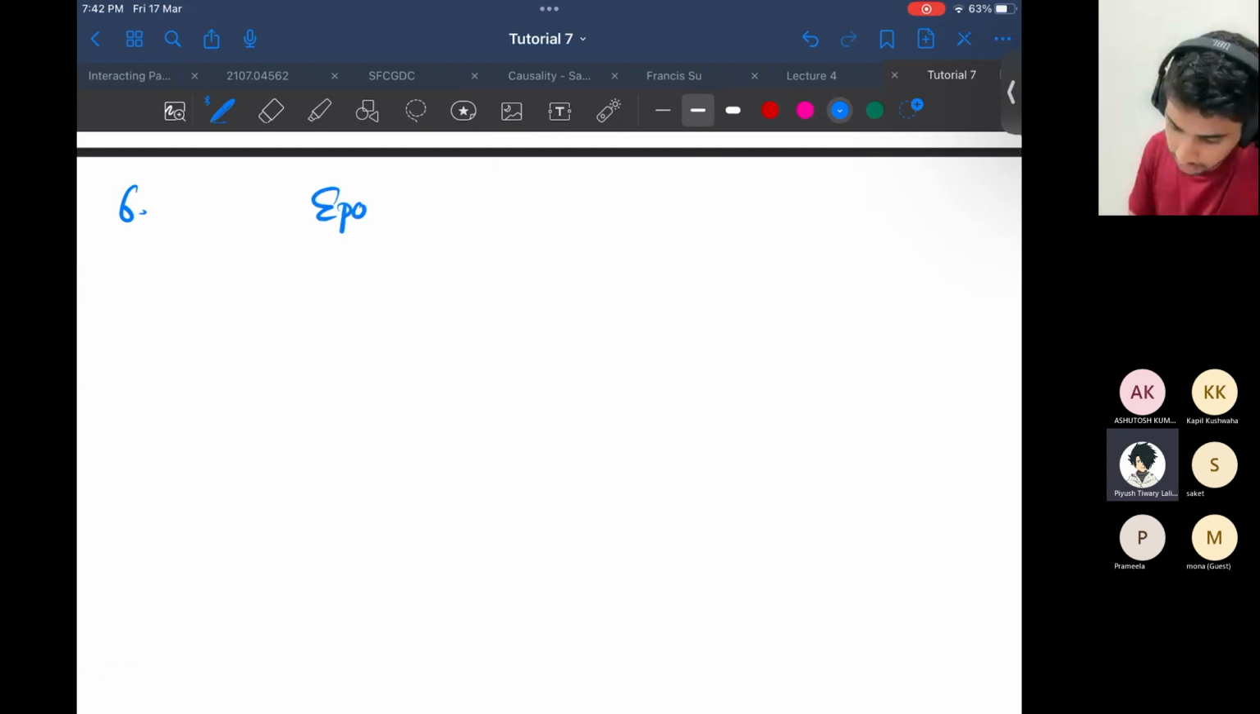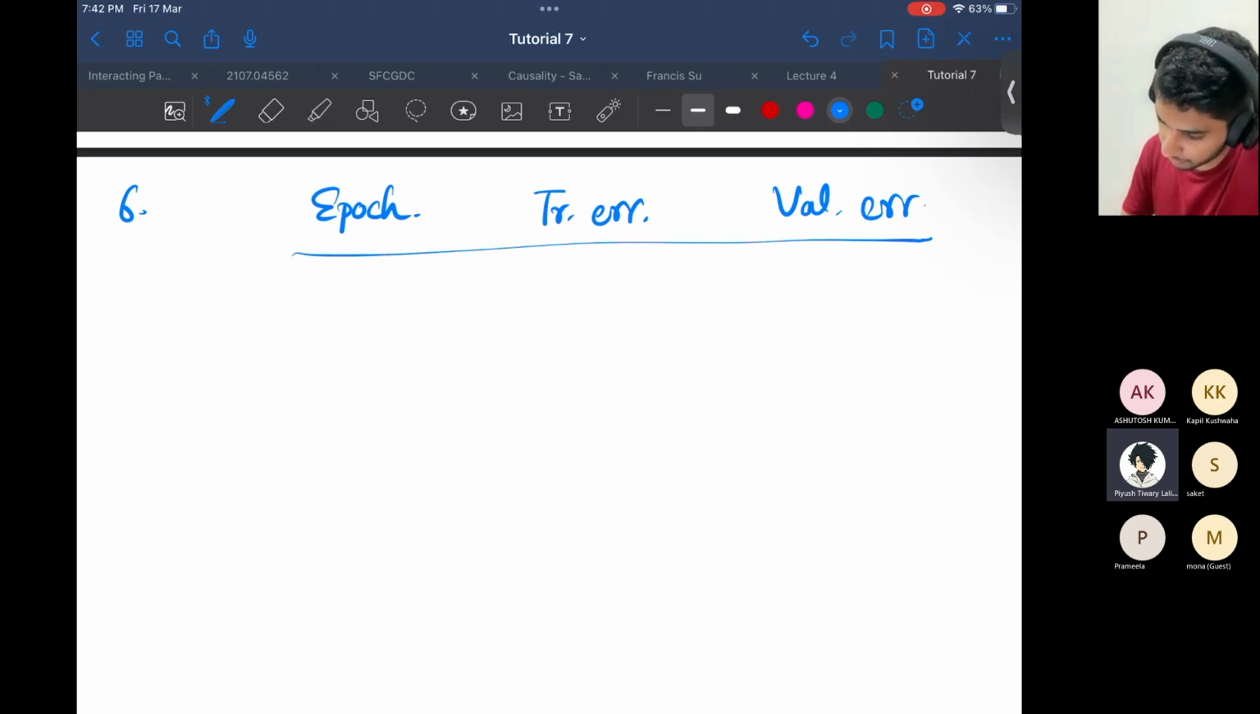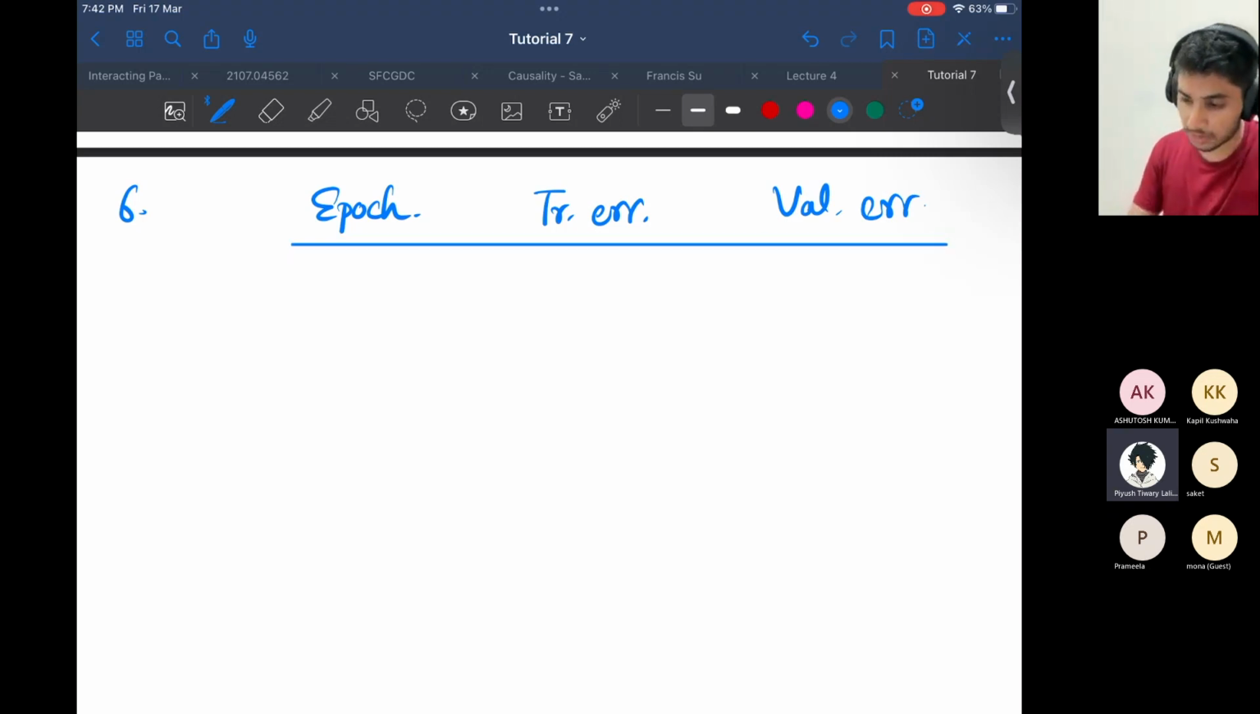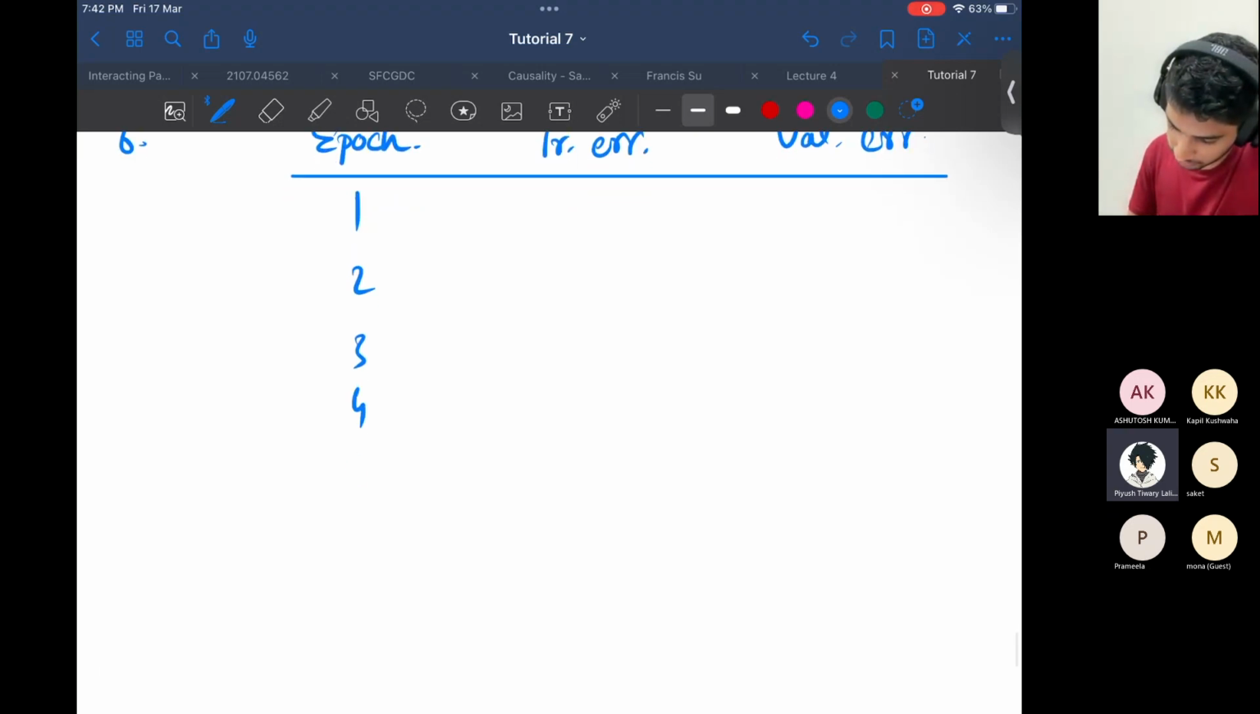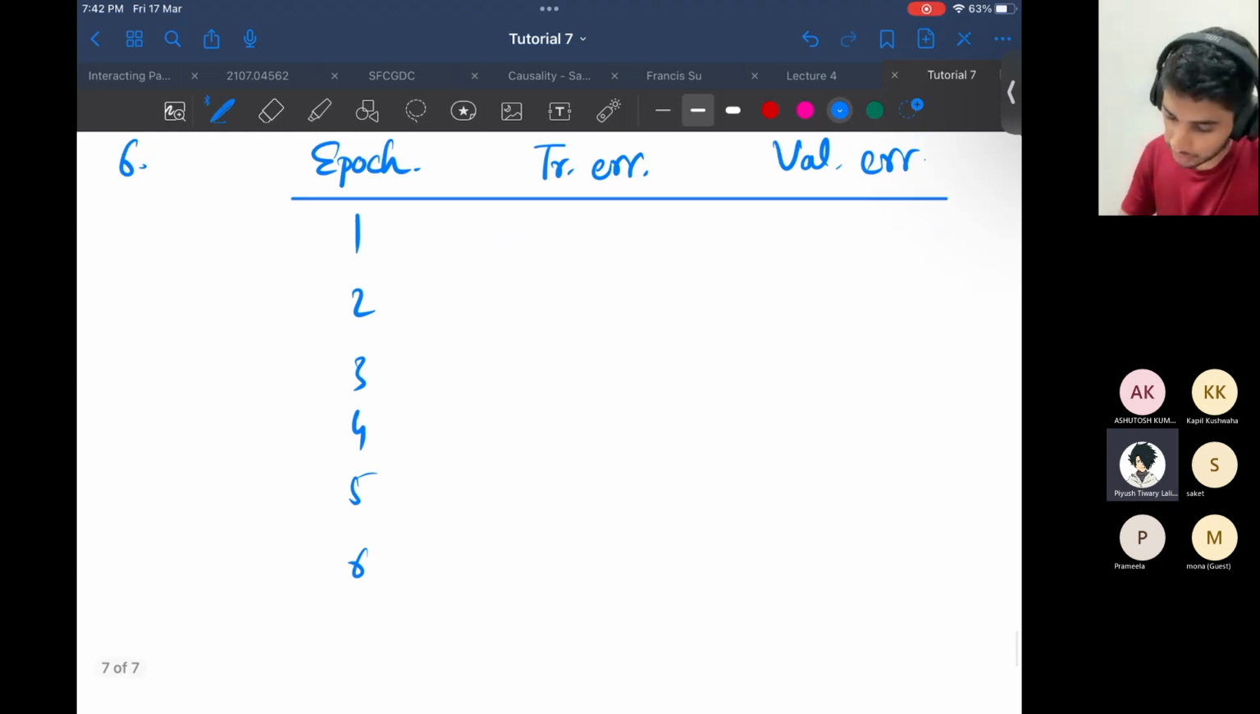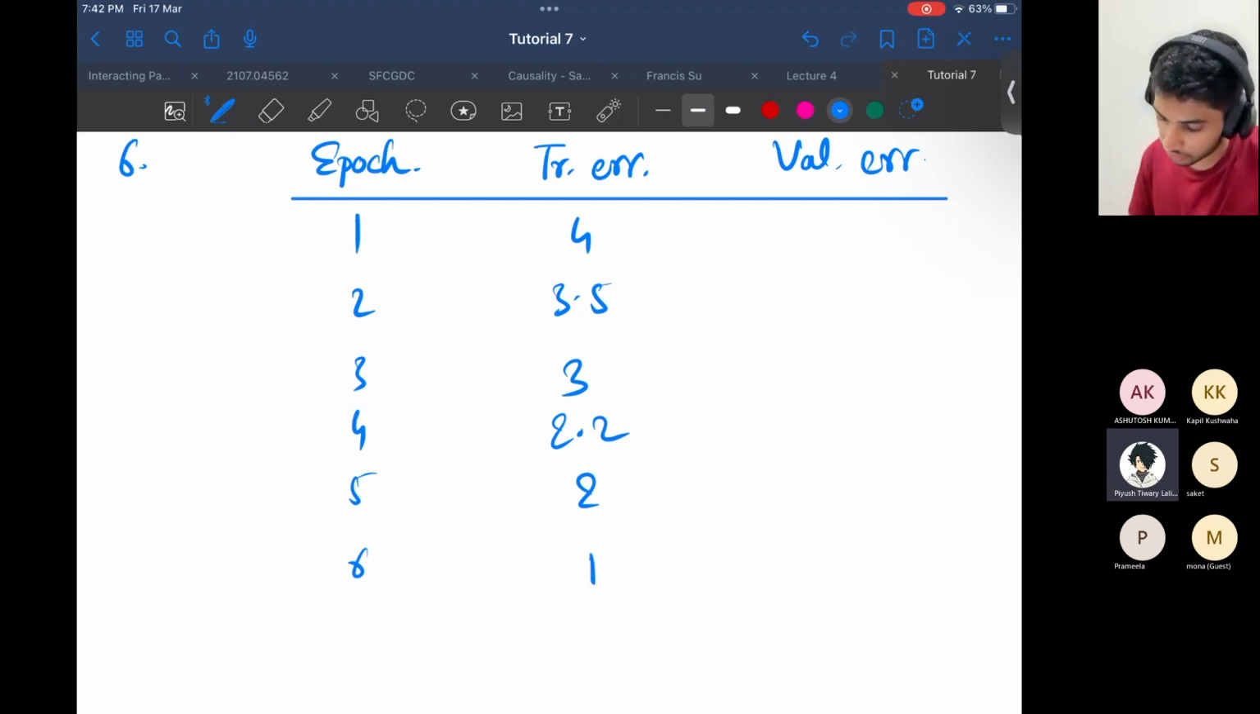So this is epochs, training error, and this is validation error. One, two, three, four, five, six. Training error is given to be 4, 3.5. Okay, it is decreasing. 3, okay, it has decreased further. 2.2, still decreasing. 2, okay. The training error is decreasing with epochs.